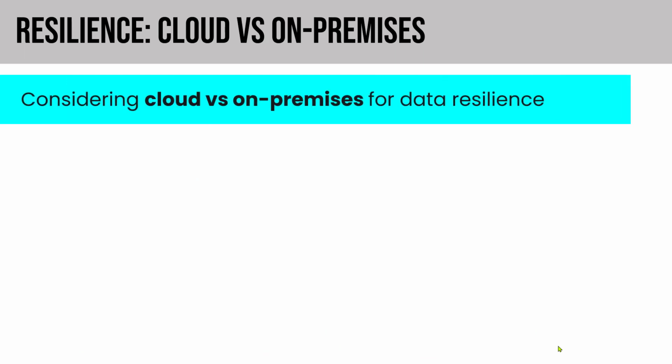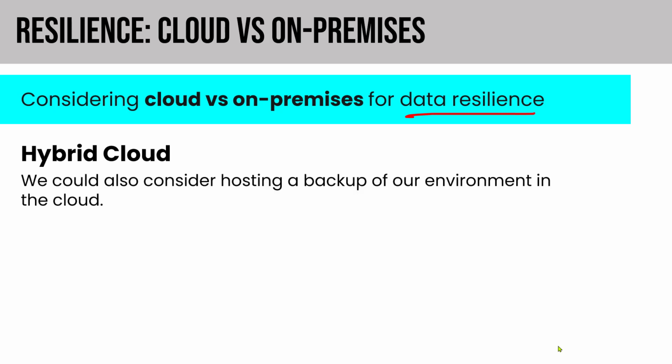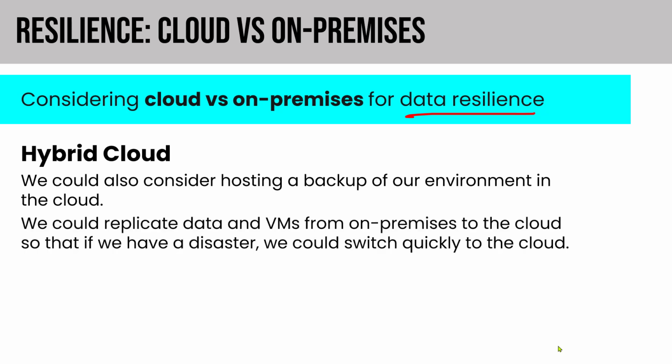And moving on to cloud versus on-premises when it comes to data resilience, we can think about the advantages in a hybrid cloud scenario. We could consider hosting a backup of our on-premises environment in the cloud. We can replicate data and virtual machines from on-premises to the cloud. So if we have a disaster, we could simply flip the switch and move to the cloud.